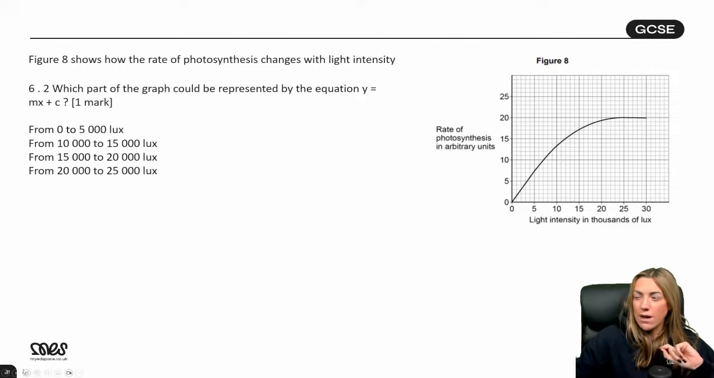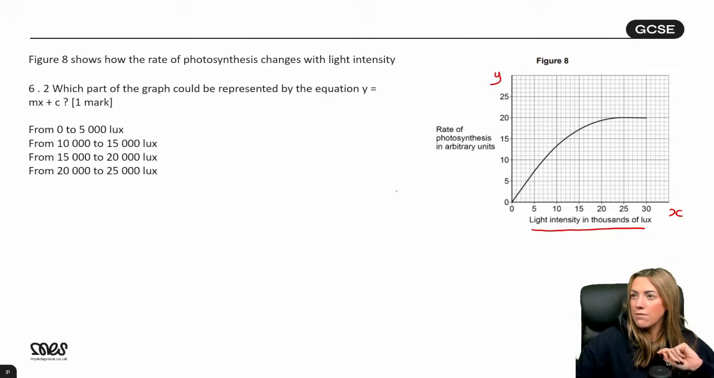Figure 8 shows how the rate of photosynthesis changes with light intensity. So I always look at the axes straight away when I get a graph. I've got light intensity going up on the x-axis, and I've got the rate of photosynthesis being measured as my dependent variable on the y-axis.